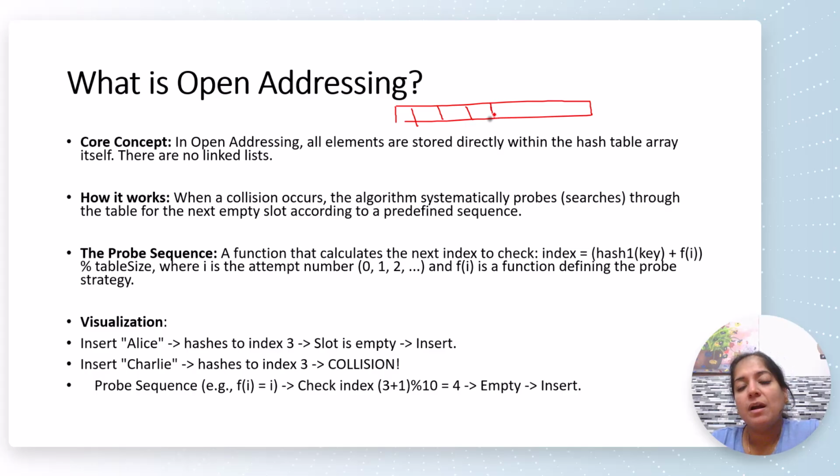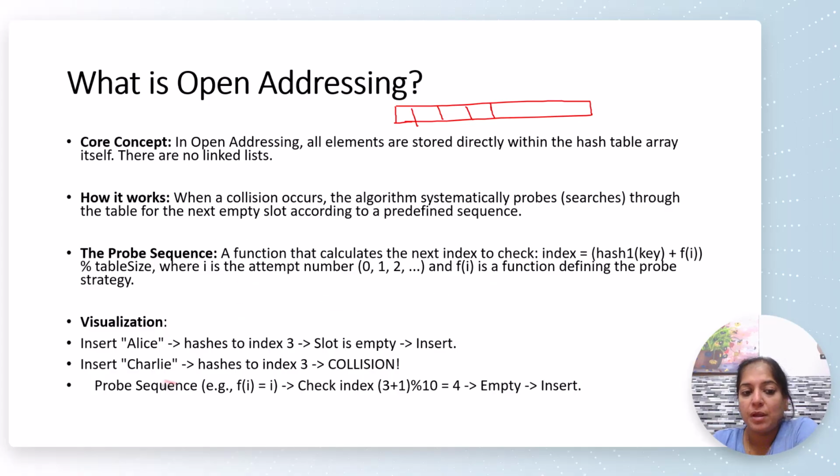Now how it works, how the collision is resolved here. Whenever a collision occurs, your algorithm will try to find out the next available position depending upon the hash function, and insert the value at that next available slot. So for example, the probe sequence is a function that calculates the next index to check. Index is calculated as hash(key) plus f(i) modulo table size, where i is the attempt number and f(i) is a function defining the probe sequence.